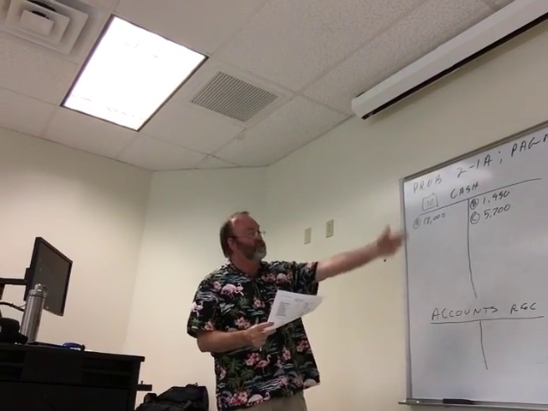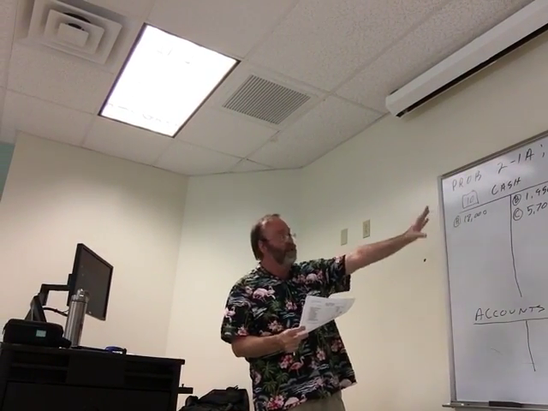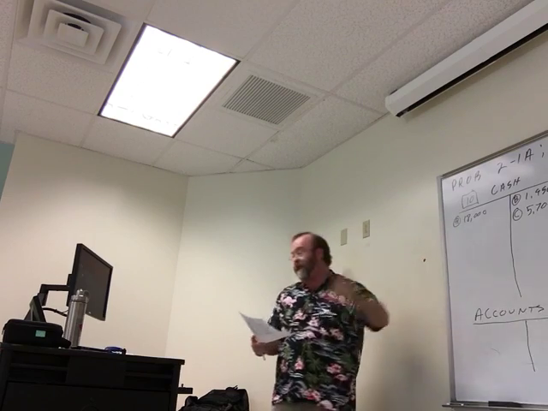All right, so that's the C transaction. So every transaction has at least 1 debit and 1 credit, but they could have more. In this case, both cash and the note payable.